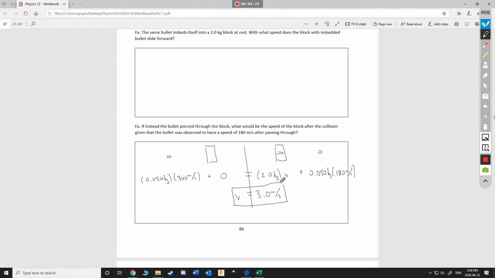So the key idea for collisions is just being able to picture what is going to happen before and what's going to happen afterwards. And we just need to solve for conservation of momentum, and we're good to go.